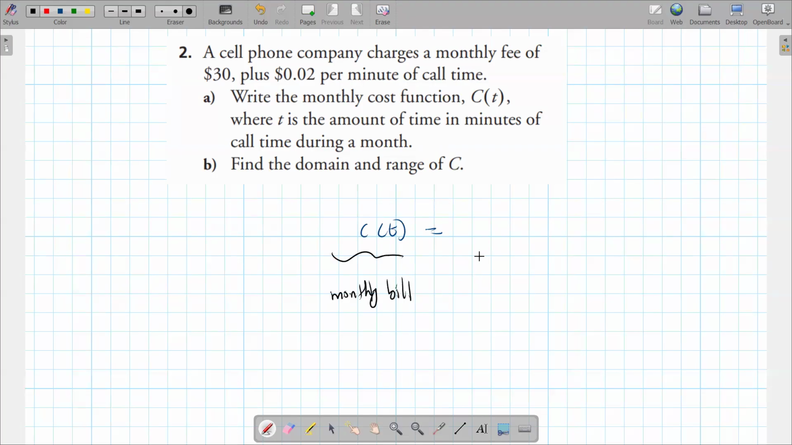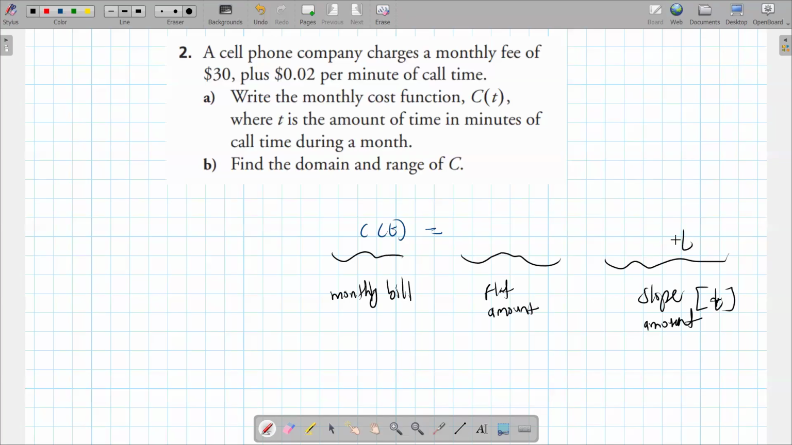It has two components. It has the flat amount, right? Remember, flat amount is always going to be the y-intercept, and then it has the slope. And slope always is attached to your variable. So your t will come here. So it'll be something times t. So what's the equation? It's just y equals mx plus b. It's 0.02t plus 30. Yes.